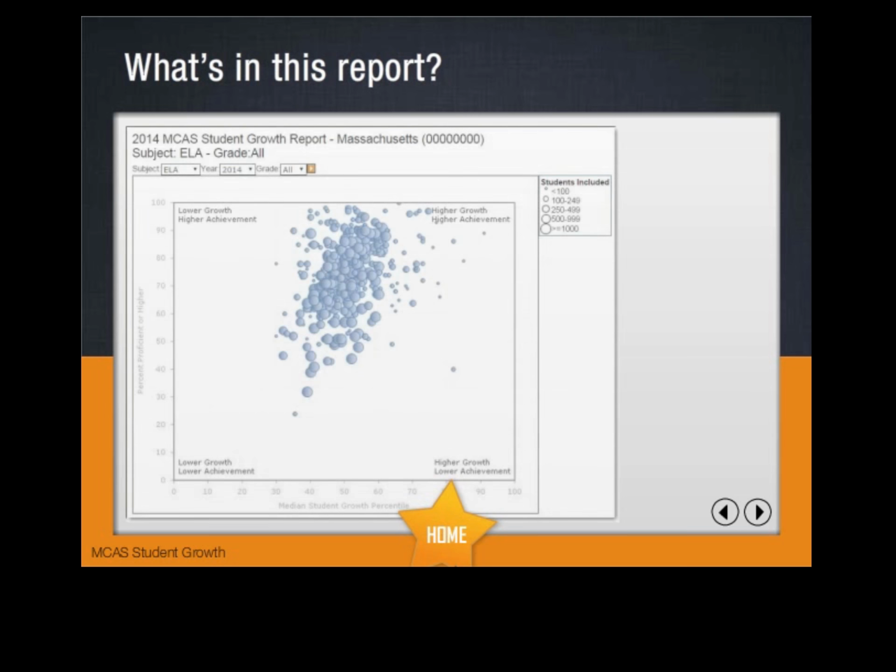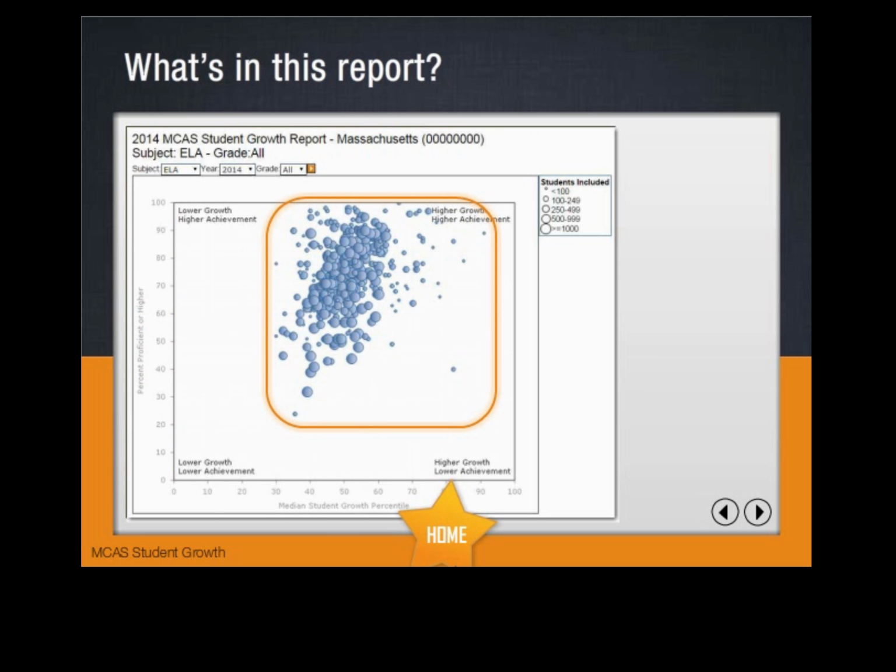This report displays a scatter plot showing annual MCAS student growth scores across the bottom axis and the percent proficient for each grade and subject area on the left axis. Each district is illustrated with a dot that shows its relative size. The data is initially displayed for English Language Arts, the most recent school year, and for all grade levels.